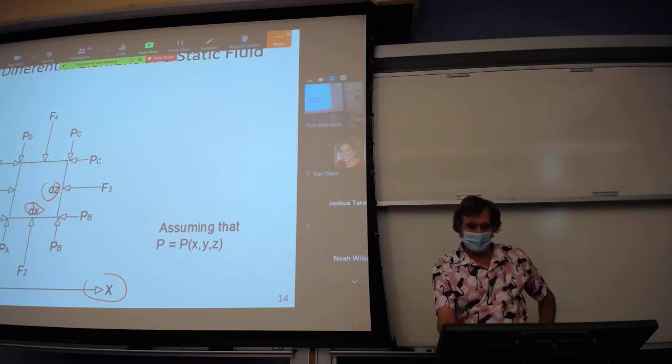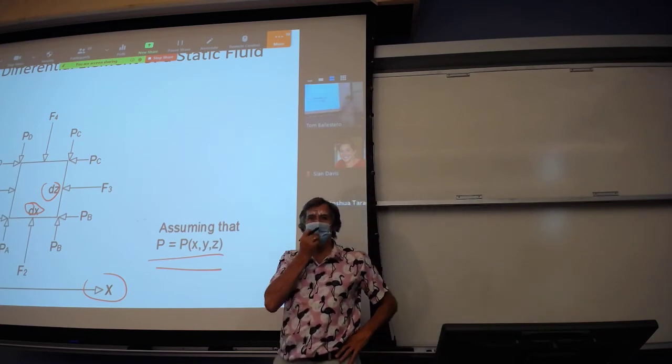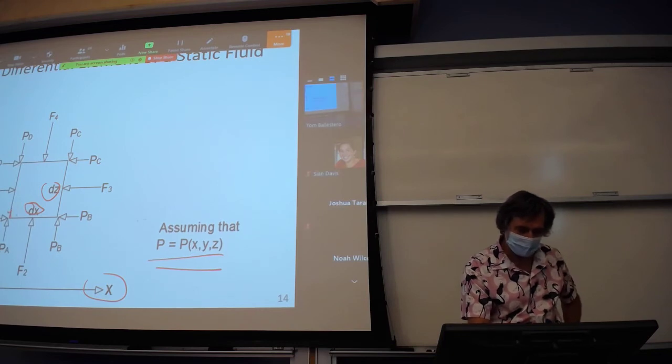And then what we're going to do, again, since we know that pressure is a function of where you're sitting in the fluid, we're going to label the four corners A, B, C, and D.